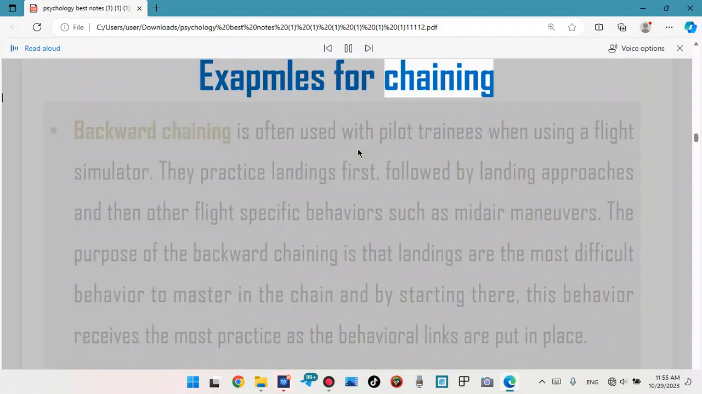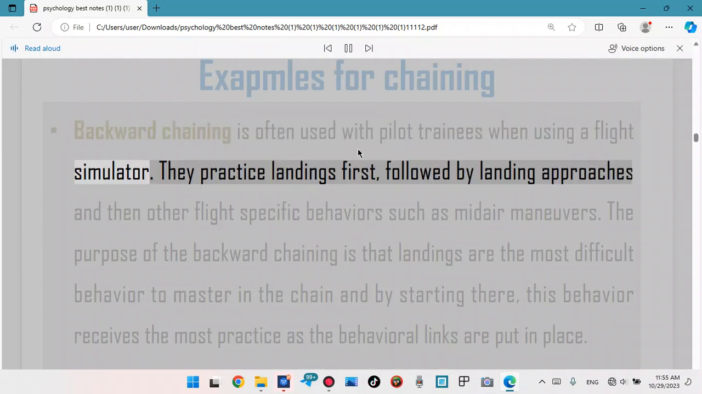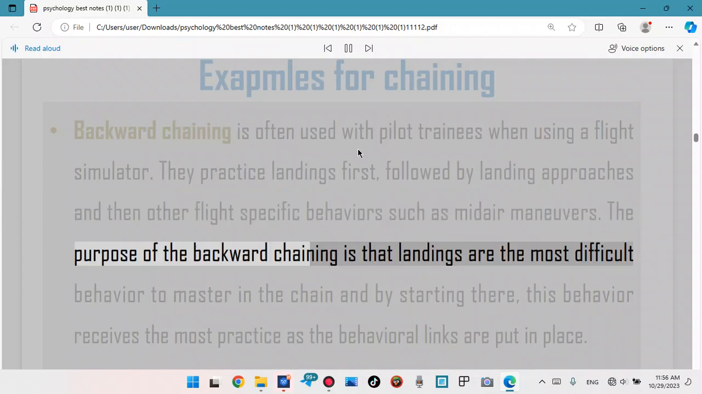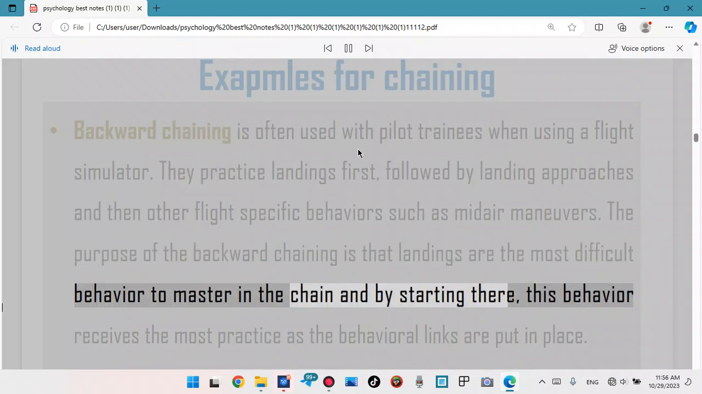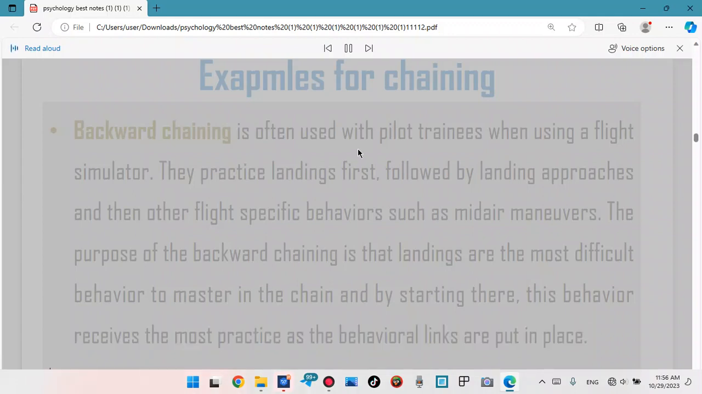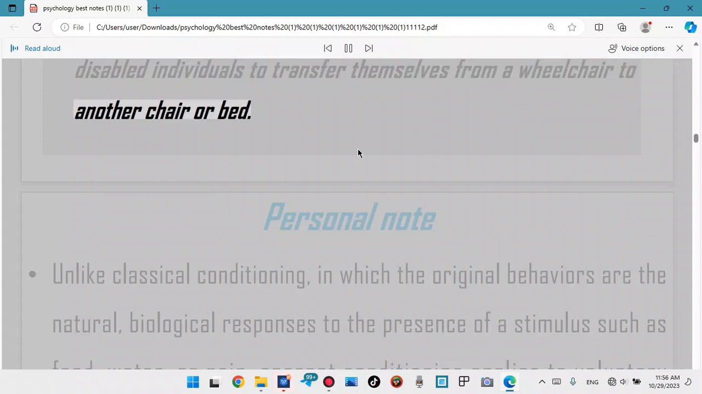Examples for chaining. Backward chaining is often used with pilot trainees when using a flight simulator. They practice landings first, followed by landing approaches and then other flight-specific behaviors such as midair maneuvers. The purpose of the backward chaining is that landings are the most difficult behavior to master in the chain, and by starting there, this behavior receives the most practice as the behavioral links are put in place. Forward chaining might be used by physical therapists to teach disabled individuals to transfer themselves from a wheelchair to another chair or bed.